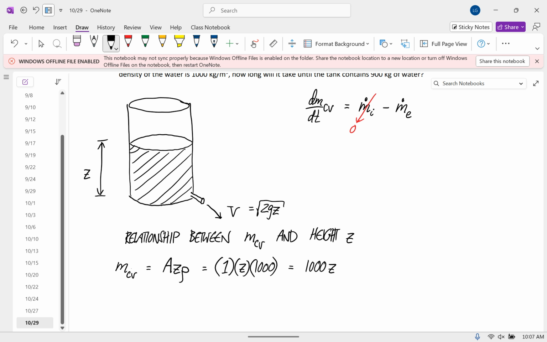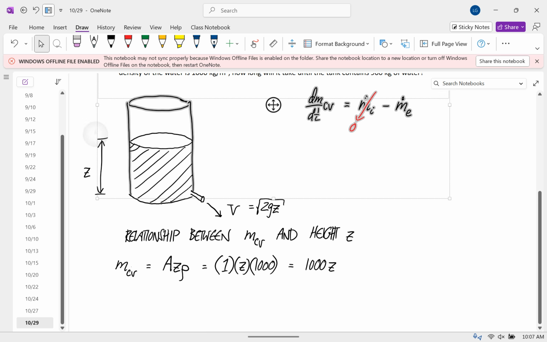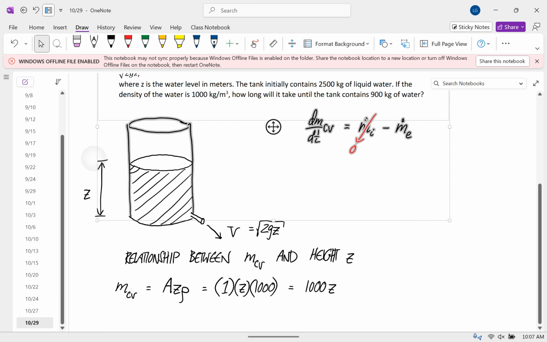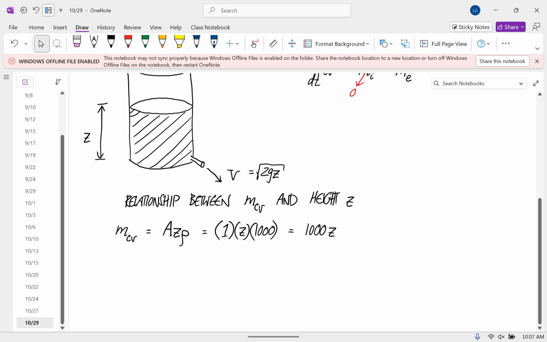Why the area is one? What? Why the area is one? That's given in the problem, 1 meter squared. Oh. And the reason I did that is because we're also going to have m dot expressed in terms of z. So let's figure that out.